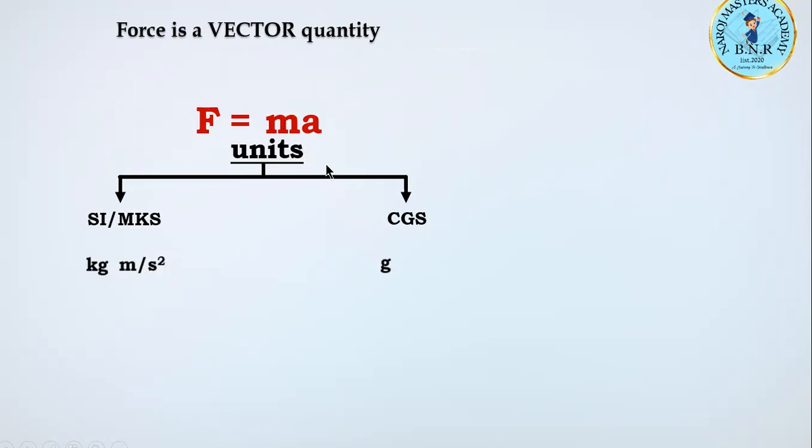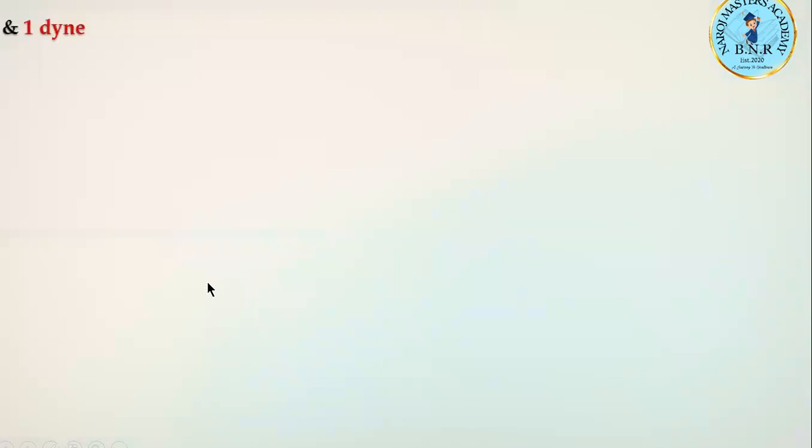In the CGS system, mass is in grams and acceleration is in centimeter per second square. In MKS, force is measured in Newton, that is kg meter per second square. In CGS, we call it dyne. So let us find 1 Newton and 1 dyne.